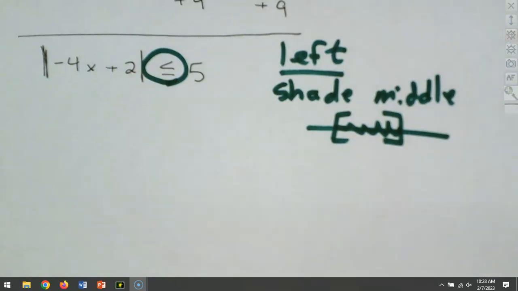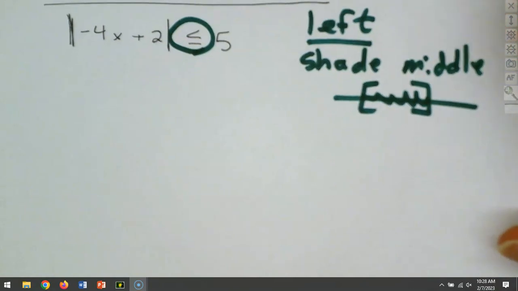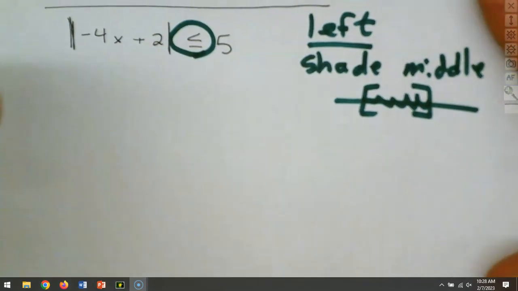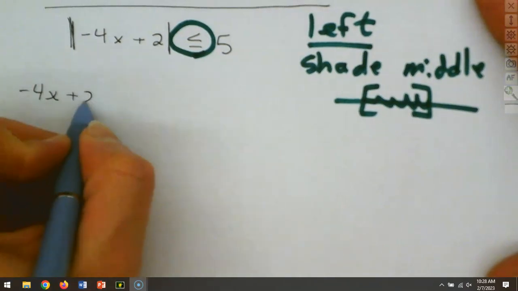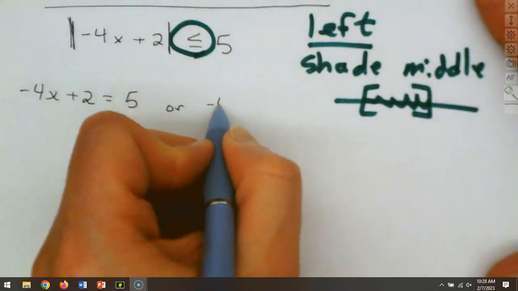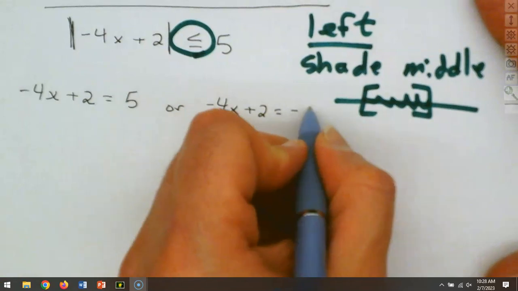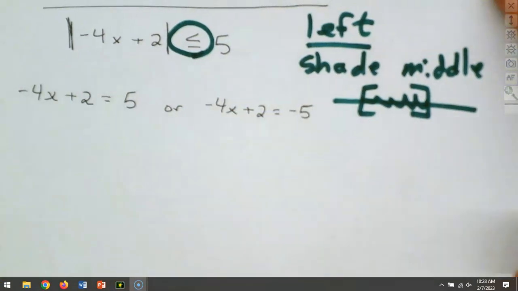So let's go ahead now and finish this one out. So we saw that it pointed to the left, so we shade in the middle. We first have to get our two equations. So we have minus 4x plus 2 equals 5, or minus 4x plus 2 equals a what? Negative 5.